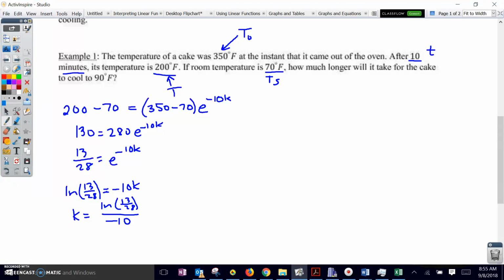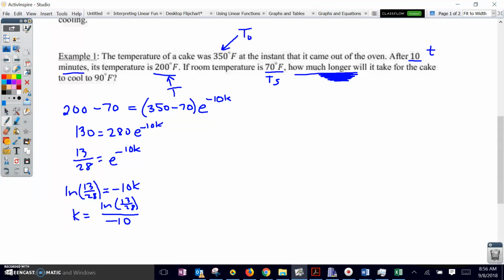Now I prefer, instead of converting this over to a decimal, just because when we round things off in exponents, it can have big variations to our final answer. So I'm just going to leave this k value exactly as it is for my next calculation, which is going to be to figure out how long it takes to cool to 90 degrees Fahrenheit. How much longer? Okay, now since we're finding how much longer, in essence we're looking for the time starting with the temperature at 200 degrees.